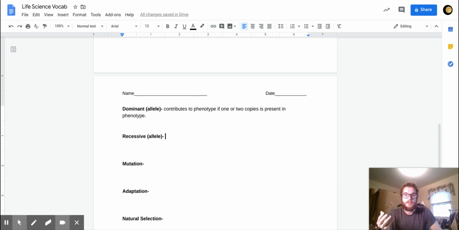Obviously, if dominant means that all you need is one, it's going to show up. Recessive is going to be the opposite of that. So it says, the recessive allele contributes to the phenotype only when two copies of it are present. So recessive allele only contributes.